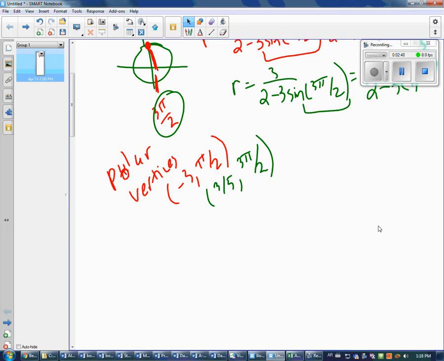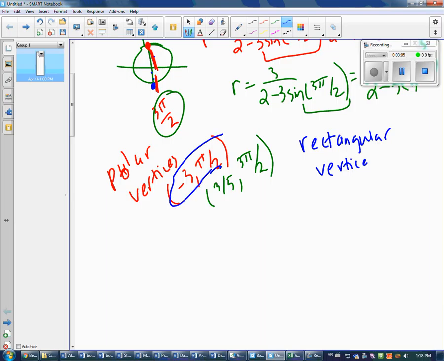Now I want to switch those into rectangular form. Thinking again of my unit circle, if I go to angle pi over 2, which is up here, and then I go negative 3, I end up down here. So in rectangular form, negative 3 pi over 2 is 3 units below the origin. For the other one, I'm going to go to angle 3 pi over 2, which is the down angle, and I'm going to go out 3/5. Again, I'll be below the origin. So I'm going to be 3/5 unit below the origin.